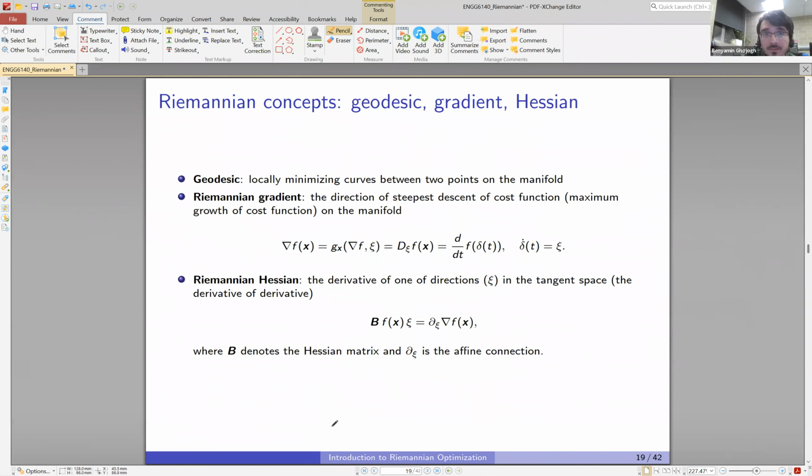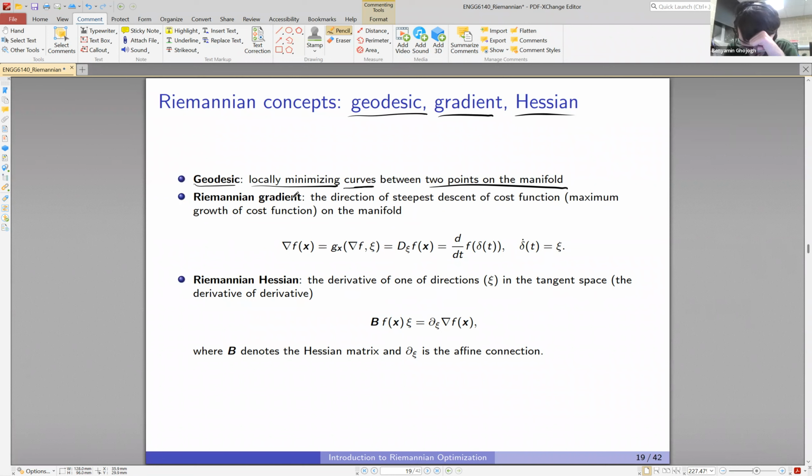Okay. Now, geodesic, gradient, and Hessian. Geodesic is a locally minimizing curve between 2 points on the manifold. Simply, it is the shortest curvy line connecting 2 points. Or, locally minimizing, you're locally minimizing the curves between 2 points on the manifold. Okay.